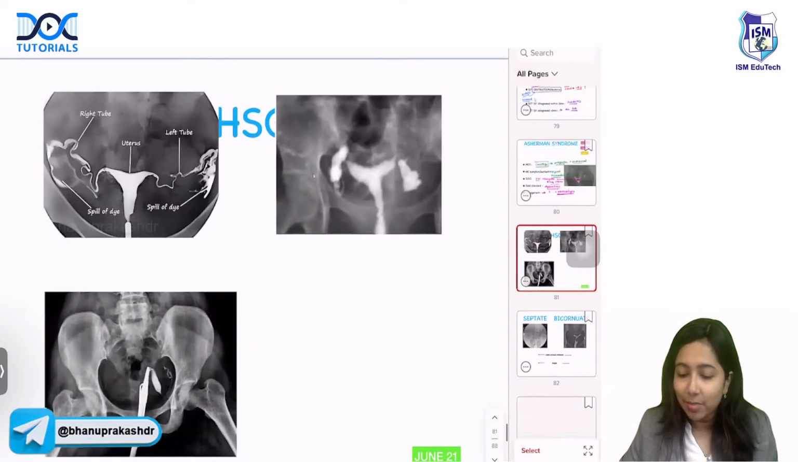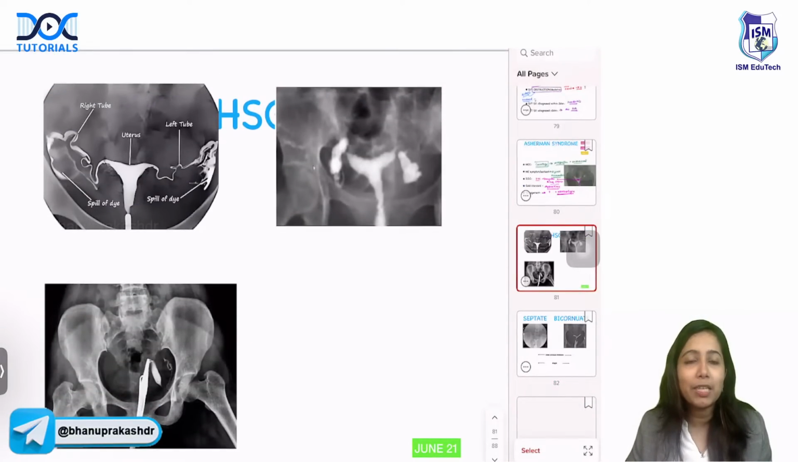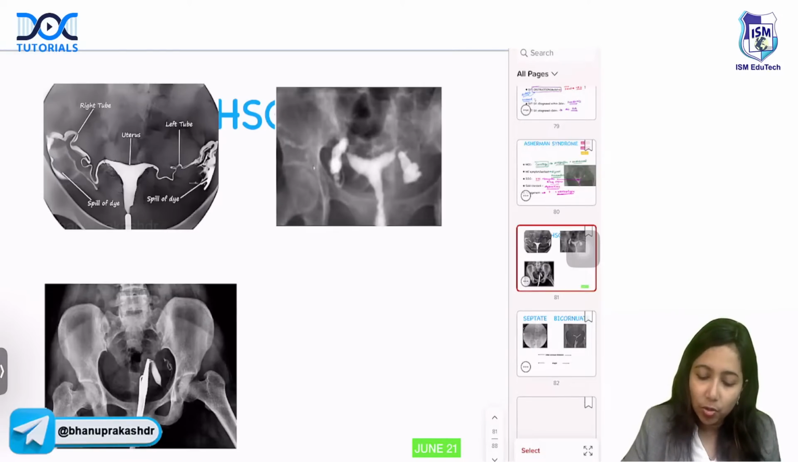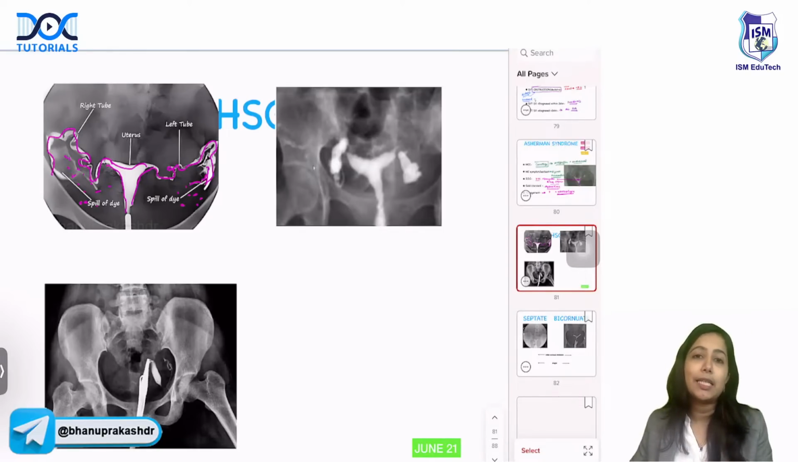So as we are discussing HSG, let me show you a normal image of HSG as well. This is showing a normal HSG where you can see the small tubes, the fimbria, and some form of spillage. Ideally, there should be spill from both the sides.